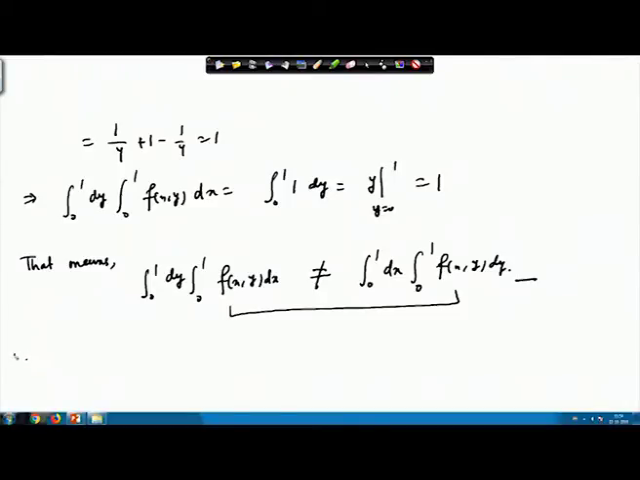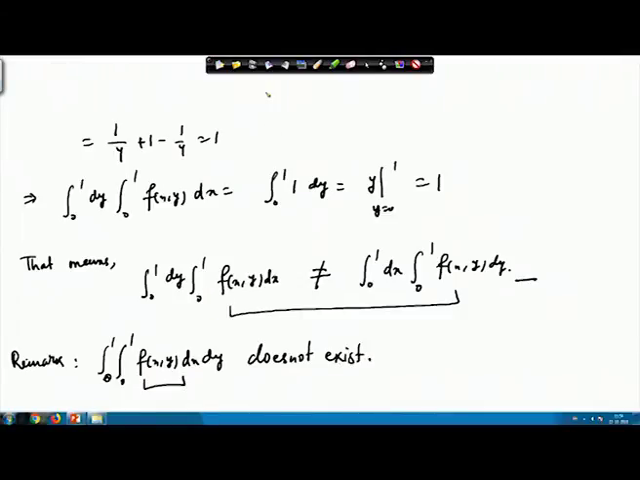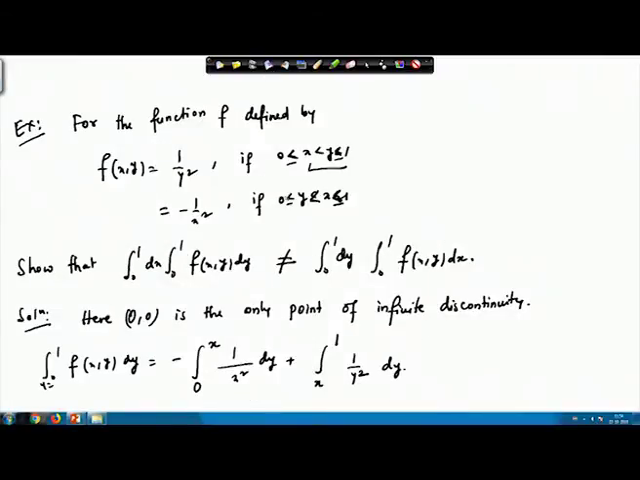And from here we can also say, a small remark: the double integral from 0 to 1 of f(x,y) dx dy does not exist, and the reason for it not existing is that this function is unbounded, or it has an infinite point of discontinuity at the point (0,0), and that is why this double integral does not exist, and these two repeated integrals are not the same.